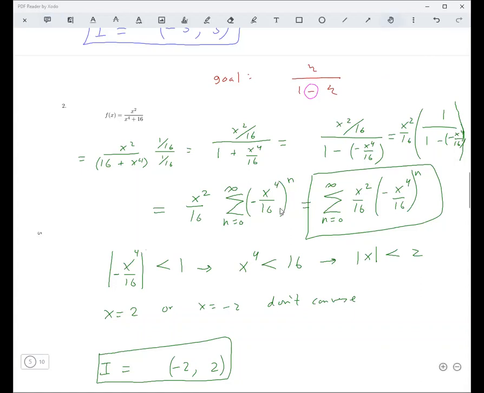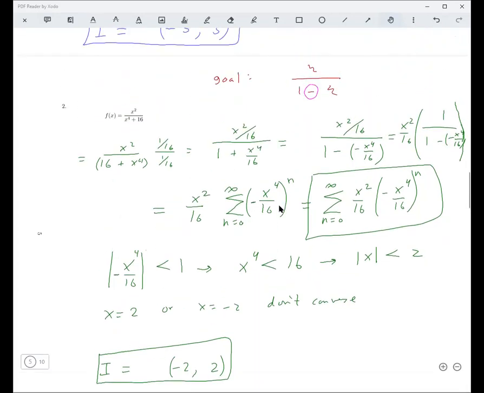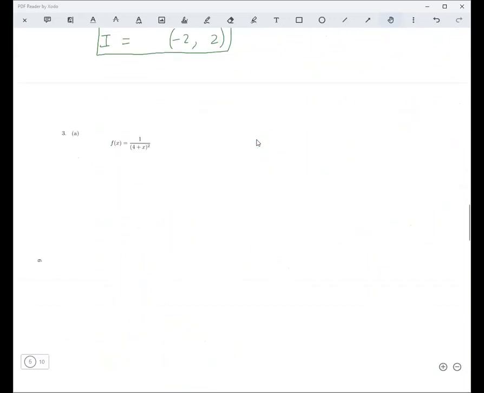Okay. Great. Any questions at this point? Let's go to number 3. And here you see a square in the denominator, like this, 4 plus x squared.